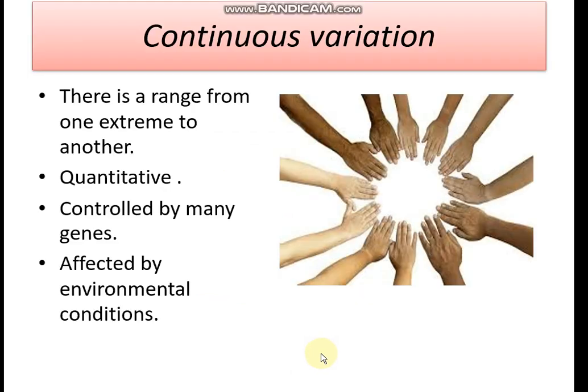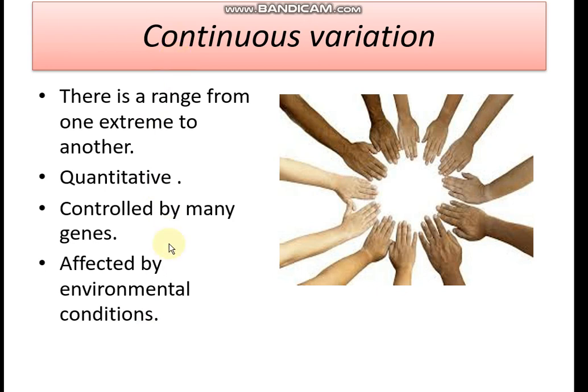Now moving on to continuous variation. When it comes to continuous variation, there is a range from one extreme to another. There are no distinct traits, instead there is a range. It is quantitative, it can be measured, and it is controlled by a number of genes. Plus it is affected by environmental conditions as well.